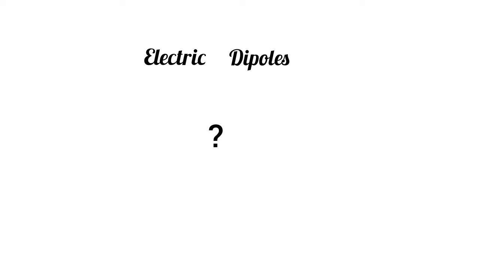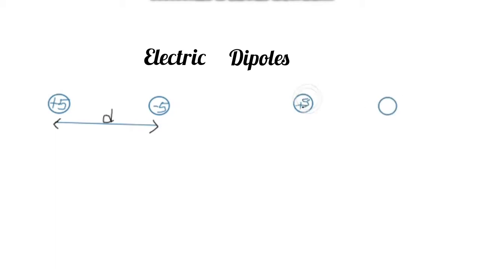Wait, why are we even studying electric dipoles? And what even is an electric dipole? Let me answer the second question first. An electric dipole is a pair of two equal but opposite charges separated by a distance. So this is not a dipole because the charges are different, but this is a dipole.